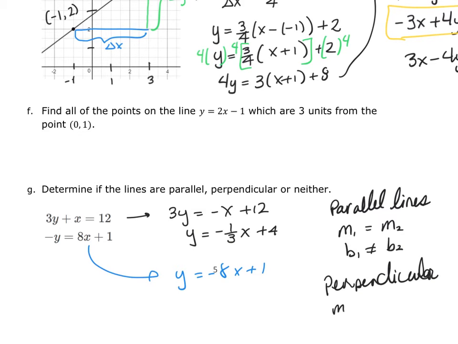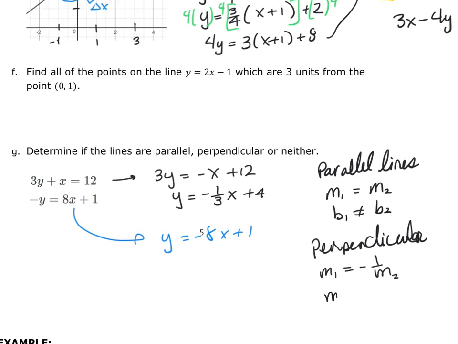And the way that these work is the slope of one is the negative reciprocal of the other. So they are negative reciprocals. So if I multiply these two together, m1 multiplied by m2, this should equal negative 1. Now the answer to this one is neither.